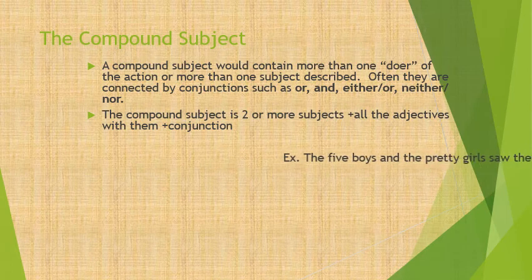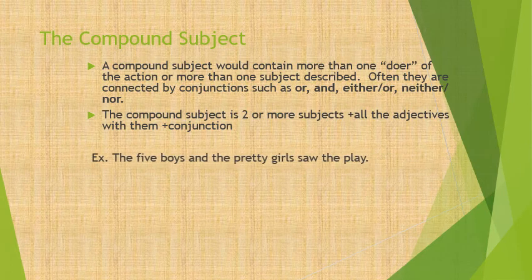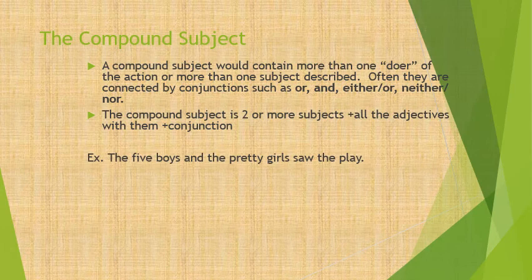Let's see this example. The 5 boys and the pretty girls saw the play. Can anyone please tell me, where is my simple subject? Excellent. There isn't any simple subject because here I have two, which are girls, boys. Plus, where is my conjunction here?